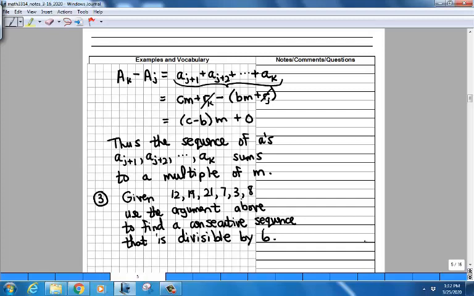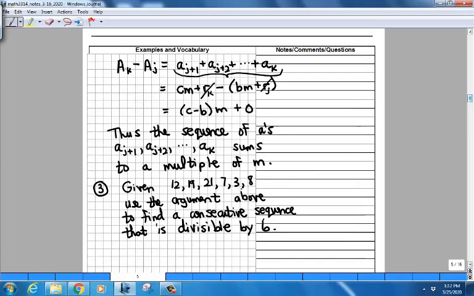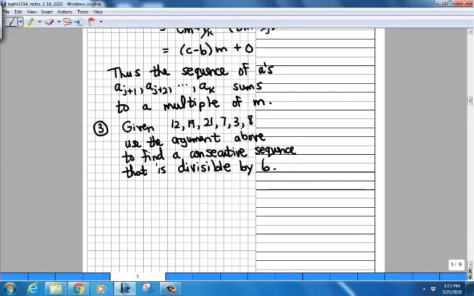All right, let's see if we can identify it using that same logic in that argument. Now, you can easily just spot this. I think you can just scan through here and spot the subsequence that when you add the numbers together, you'll get something divisible by 6. It's not hard to look at this and find such a subsequence. But let's do it using the argument, because this is a very short collection of numbers.